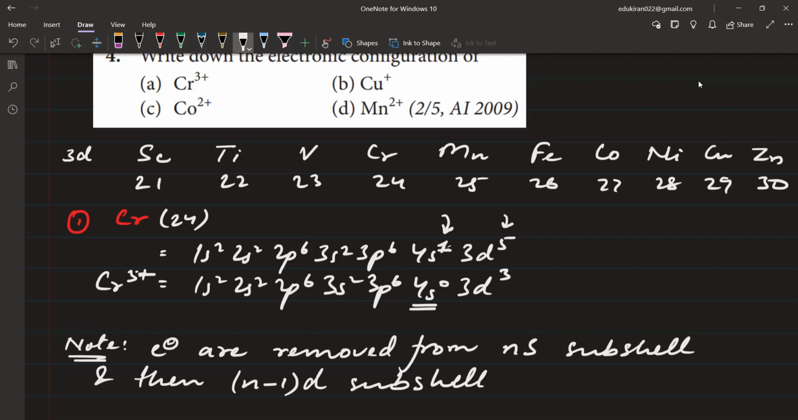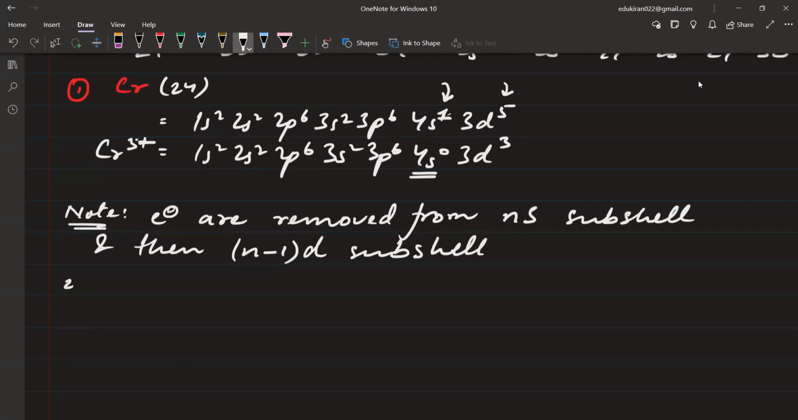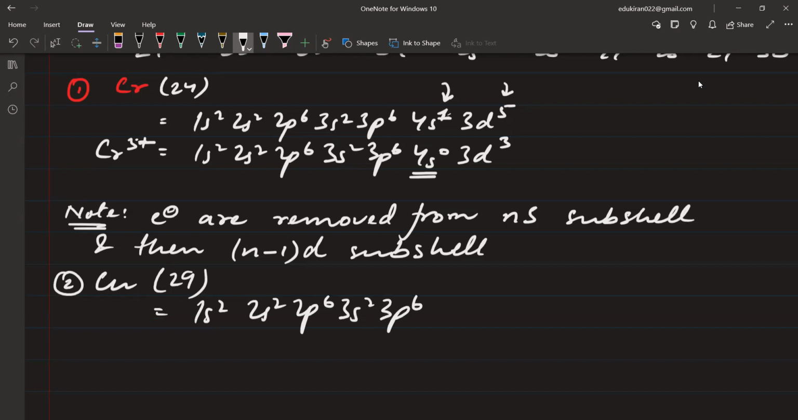So similarly, if you see for copper here, copper +1. First of all, you have to know the normal electronic configuration for copper. Now copper and chromium, you have to remember this. It is 1s2, 2s2, 2p6, 3s2, 3p6, 4s1, 3d10, right?